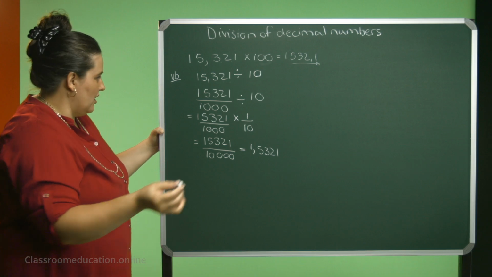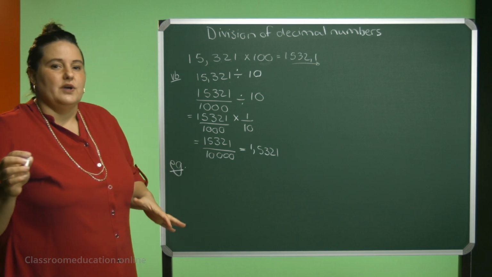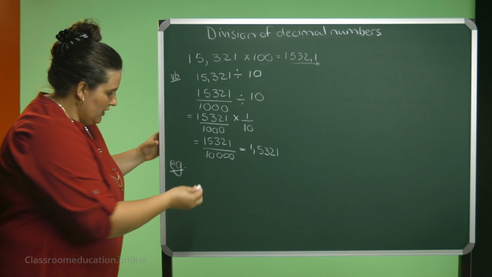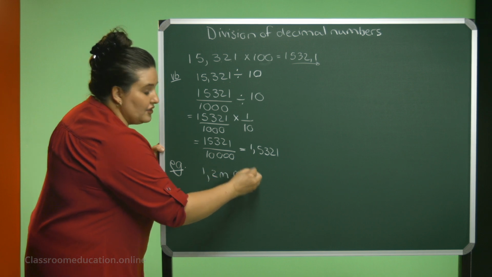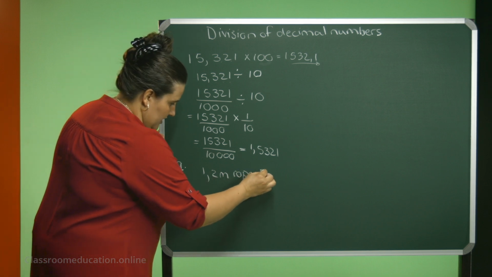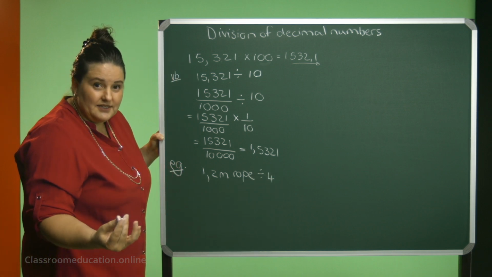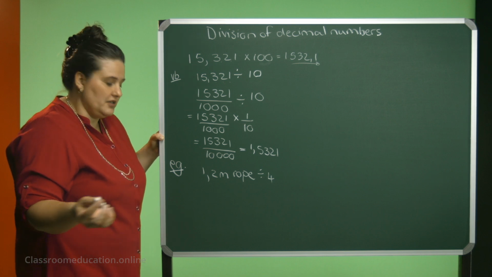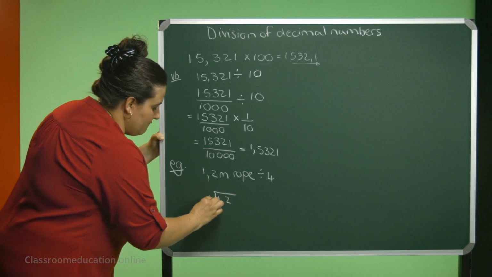Let's do another example. If I'm telling you that you have 1,2 meters of rope, and you need to cut this into 4 equal pieces, I'm going to divide it by 4. How can I divide it? Maybe you can just do long division. So let's write it in terms of long division. So it's 1,2 divided by 4.